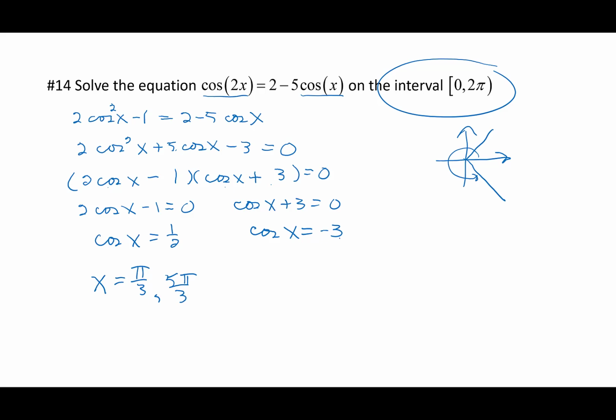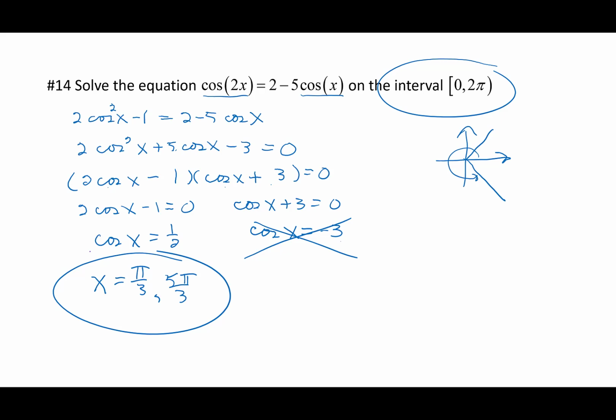And what about cosine of x equals -3? There's actually no solution here because the cosine is always between -1 and 1. It's never going to be -3. So we only have two solutions here, pi thirds and 5 pi thirds for our x values.